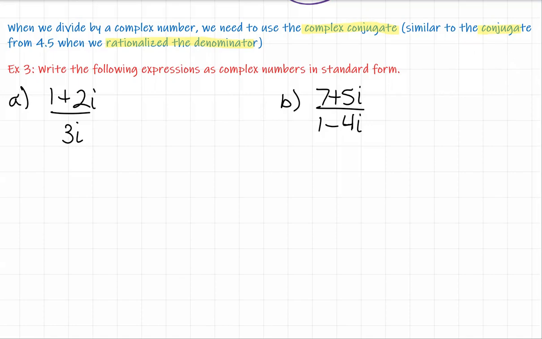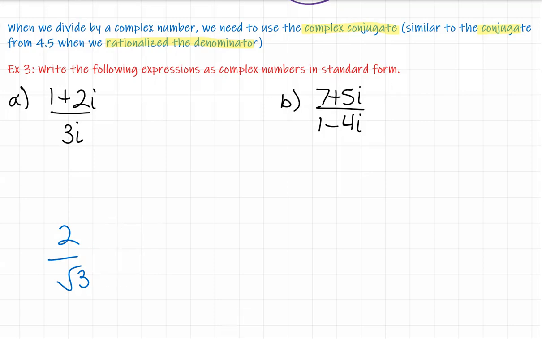First example, 1 plus 2i over 3i. Well, if you remember, if it was 2 over rad 3, the way we rationalized this was just multiplying by rad 3 over rad 3. Okay, we've done that before already.